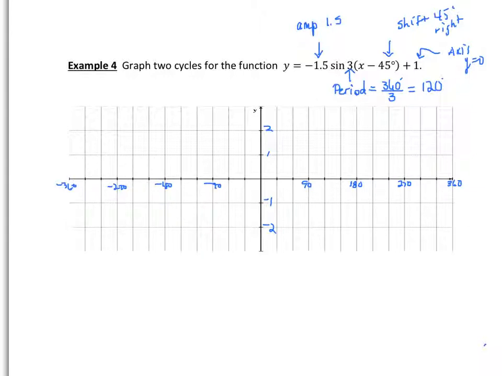Okay, so we know that the axis of our graph is at y equals 1, that should say. I realize now I wrote a y equals 0 there. Sorry, should be y equals 1. So we'll mark that off.